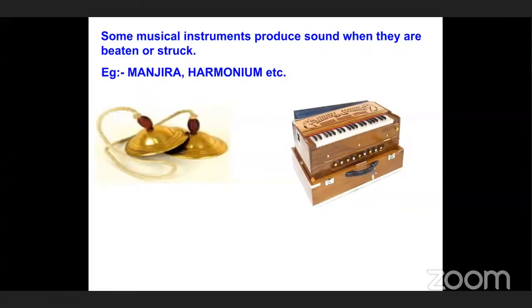For example, manjira, harmonium. Looking at the picture of manjira, what do you remember? We remember that we are standing in front of Ganpati in Ganesh Utsav, right? This time we have missed all these things because of the Corona pandemic, and we are playing this manjira for Ganesh. Yes, Ganesh ji. Now harmonium. Harmonium is also an instrument which produces a very nice sound, and with the help of this harmonium we can play different varieties of classical music.